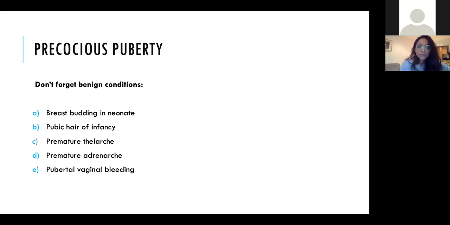The next one is pubic hair of infancy, which is basically associated with very small levels of DHEA, which is produced in, can actually someone tell me where it's produced? So that is DHEA. Adrenal gland. Where about in the adrenal gland? Yes, adrenal cortex. Brownie points for anyone who tells me exactly where. Yeah, well done.